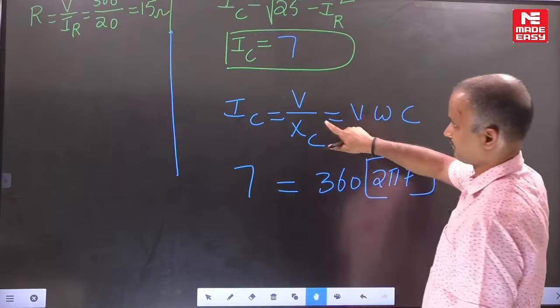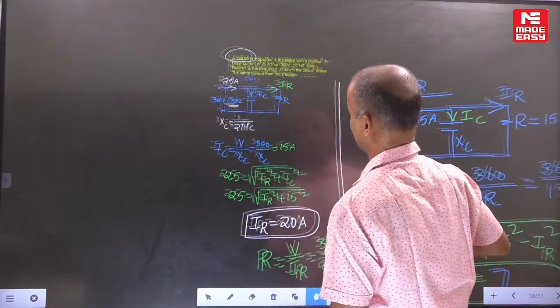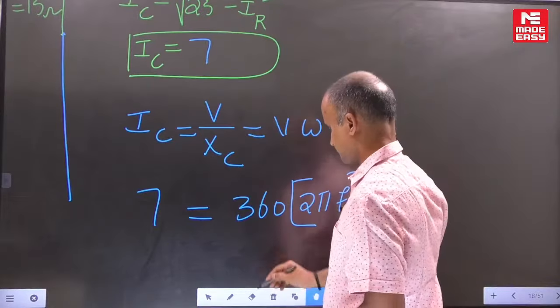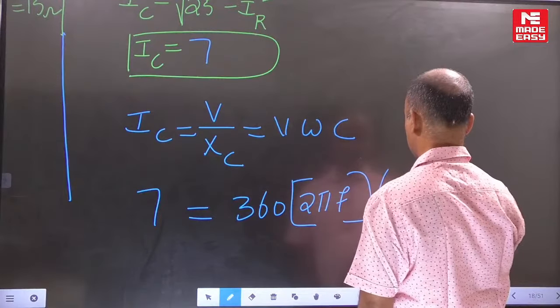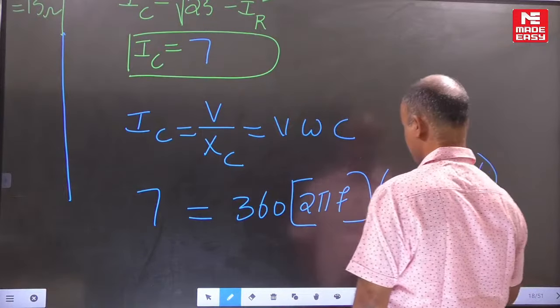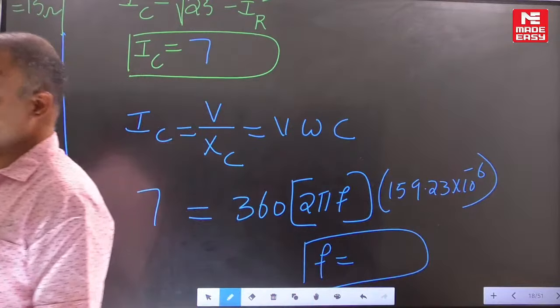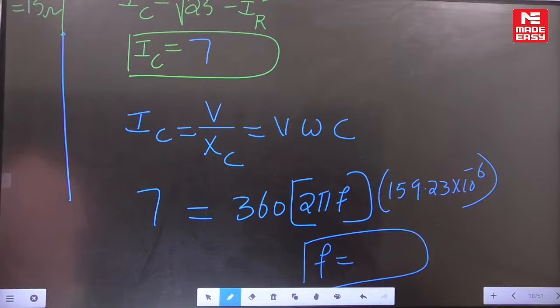In the data itself, the capacitance value was given. Capacitance value, how much here? 159.23 microfarad. By simplifying this one, can you find out the new frequency? I gave all the hints. Now give the answers.